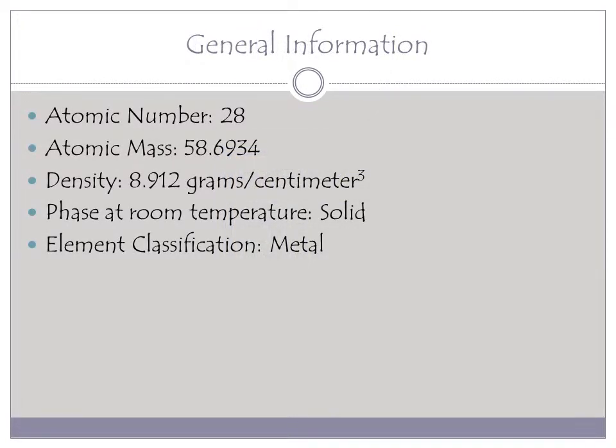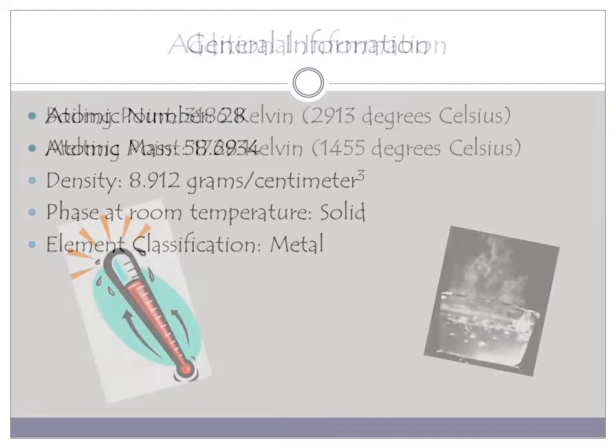General information about nickel. The atomic number is 28. The atomic mass is 58.6934. The density of nickel is 8.912 grams per centimeter cubed. The phase of nickel at room temperature is a solid. The element classification of nickel on the periodic table is a metal.